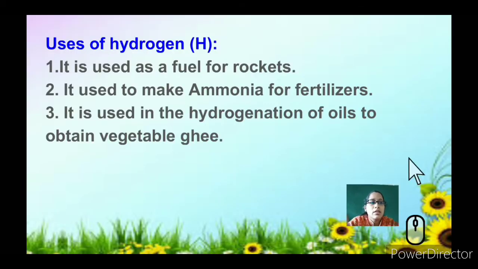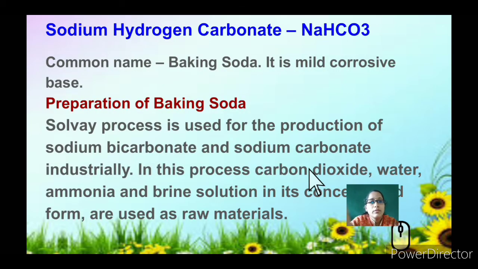So let's understand the next byproduct, the gas released, which was hydrogen. Hydrogen is used as a fuel for rockets. It is used to make ammonia, that is NH3, for fertilizers. It is also used in hydrogenation of oils to obtain vegetable ghee. So we say vanaspati or vegetable ghee is made by hydrogenation of oils, where we use hydrogen.